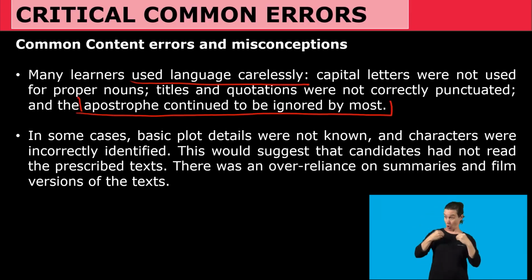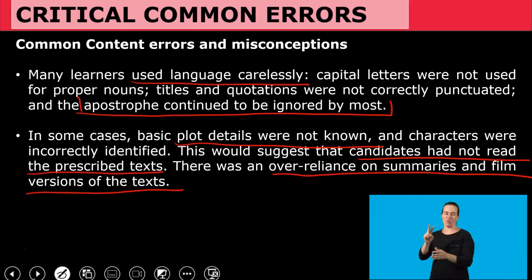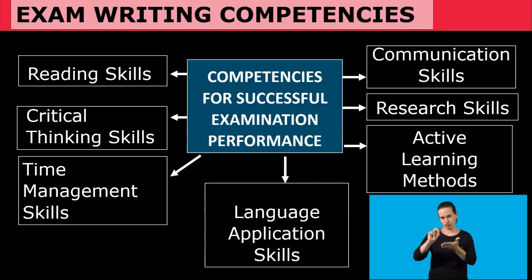In some cases, basic plot details were not known and characters were incorrectly identified, which suggested that candidates had not read the prescribed text. There was an over-reliance on summaries and film versions of the texts. These are some of the skills that you will need in order to write your paper 2.